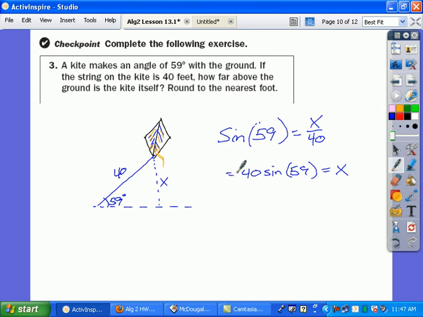And this concludes section 13.1. At this point, you can begin on your homework.